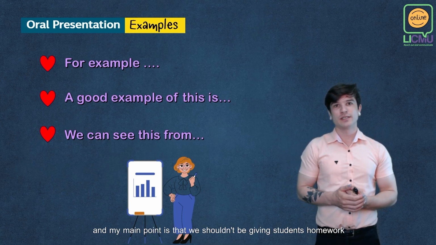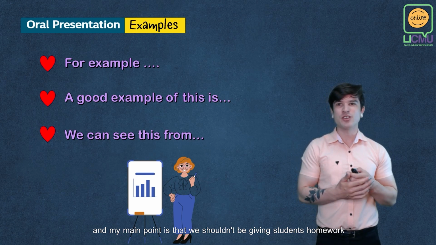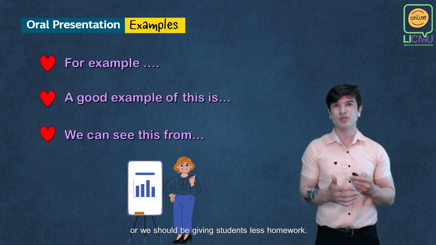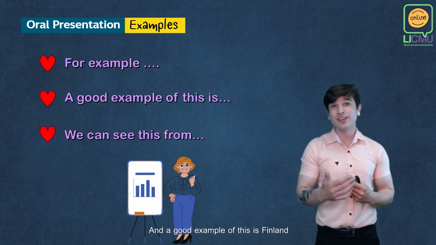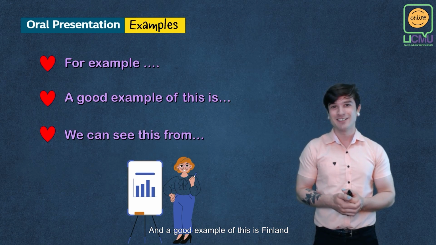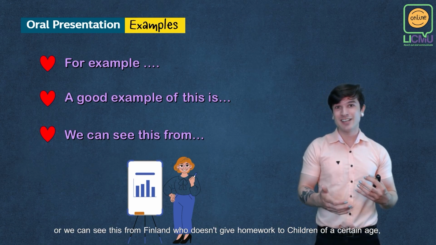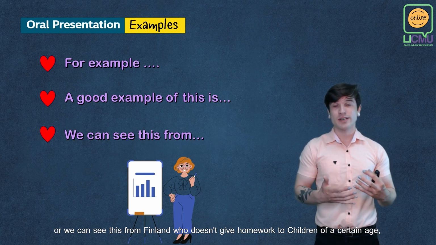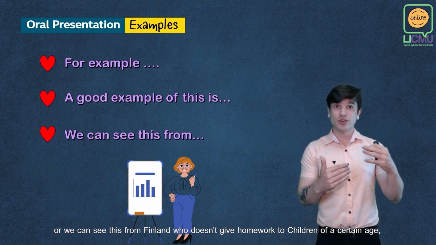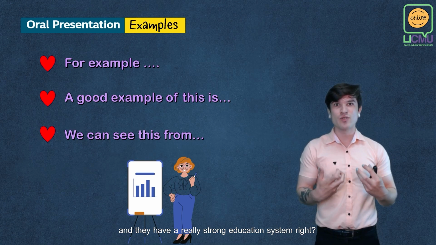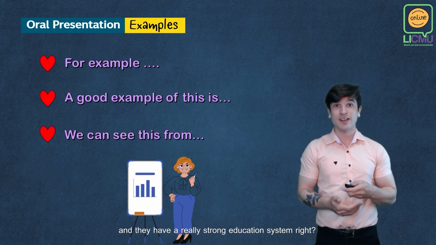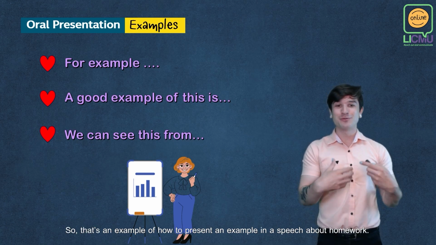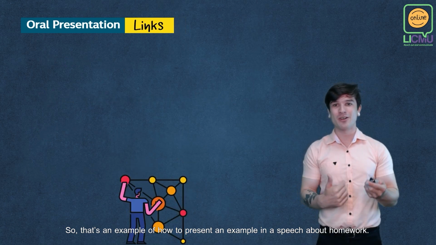For example, I'm giving you a presentation about homework in schools. And my main point is that we shouldn't be giving students homework, or we should be giving students less homework. And a good example of this is Finland. Or we can see this from Finland, who doesn't give homework to children of a certain age. And they have a really strong education system, right? So that's an example of how to present an example in a speech about homework.